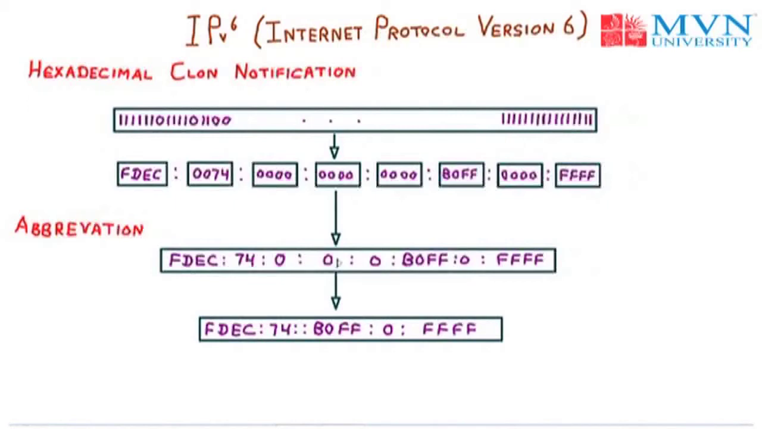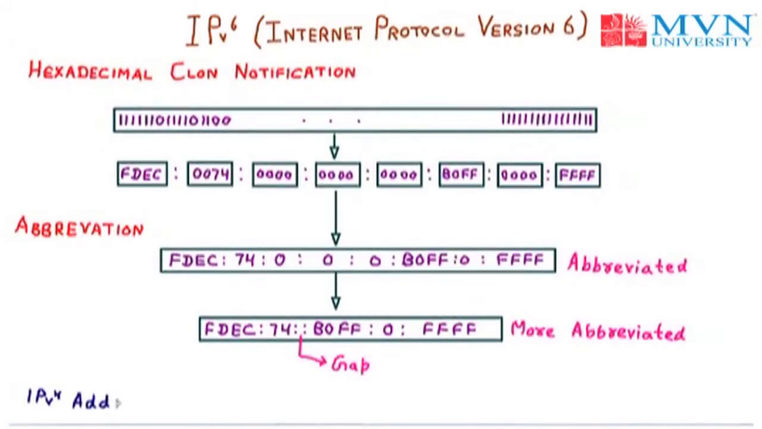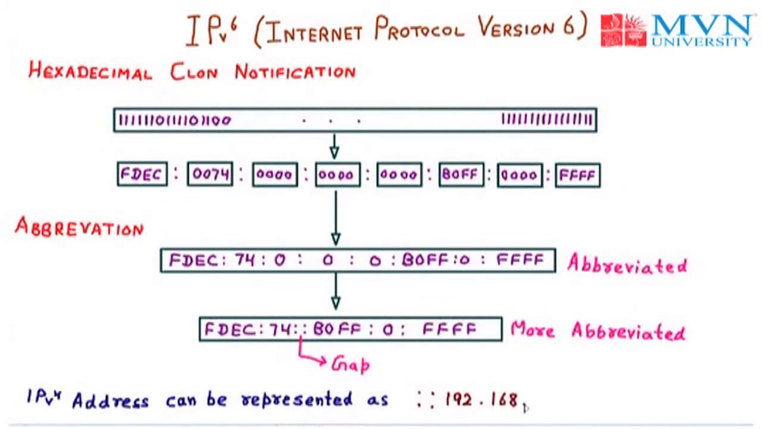So my first address is abbreviated and the second one is more abbreviated, and the gap is represented by the colon. The next question in our mind is how to represent the IPv4 address in IPv6. The IPv4 address can be represented in IPv6 with a colon prefix, then a particular IPv4 address, just like 192.168.63.71. So that is the abbreviation and hexadecimal colon notation of the IPv6 address.